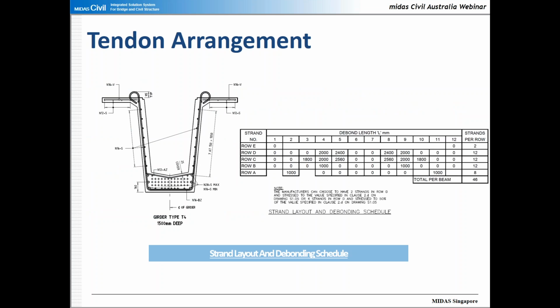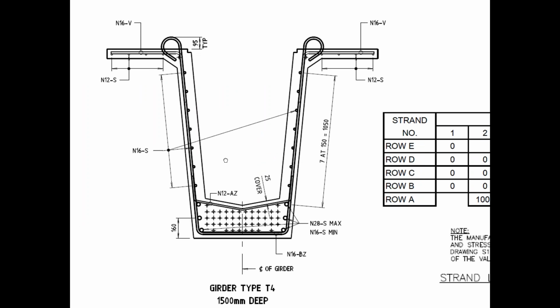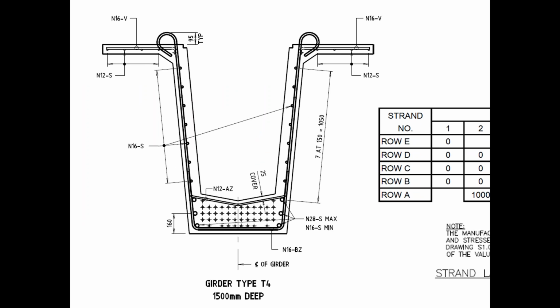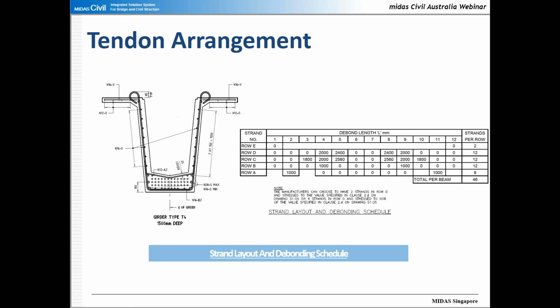Now this is the tendon arrangement for the 1500 mm deep Super T girder. Let us have a look at the tendon arrangements in detail. There are 5 rows of tendons, and the debond length of each strand is also mentioned in the table. We will see how we can incorporate this debonding effect in our model, and how we can quickly incorporate the respective details in the Midas Civil model.